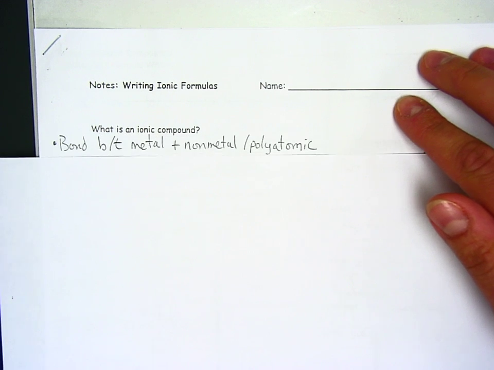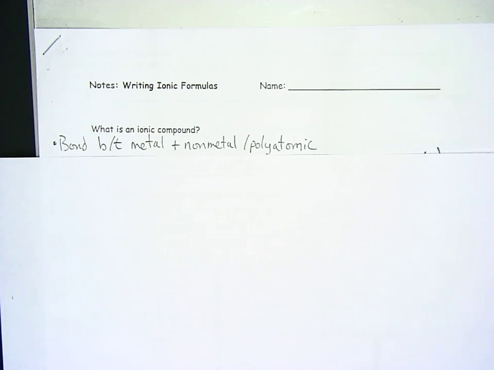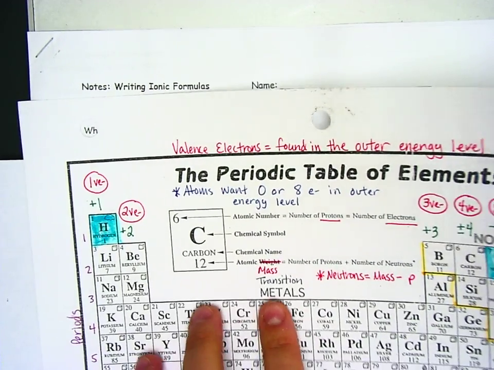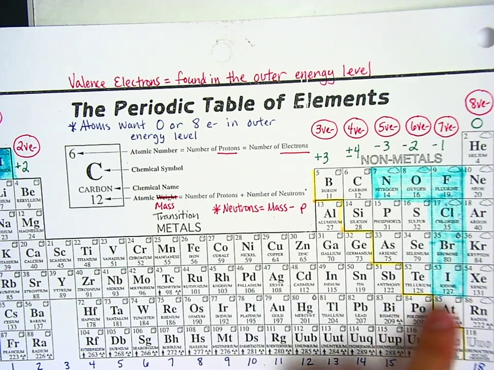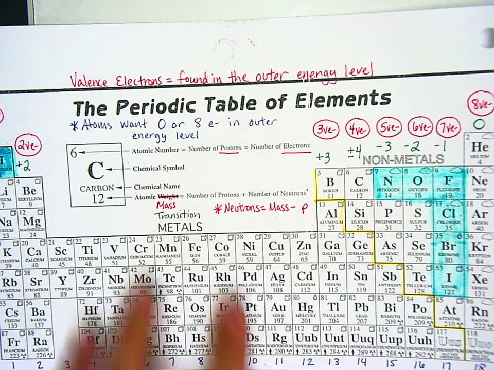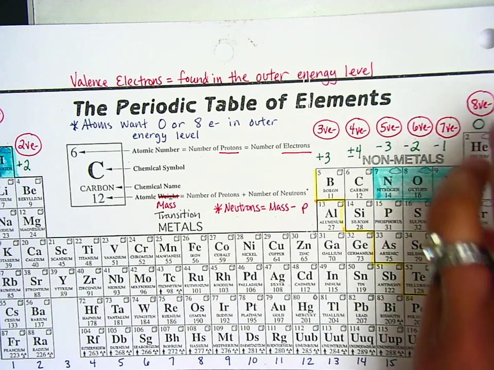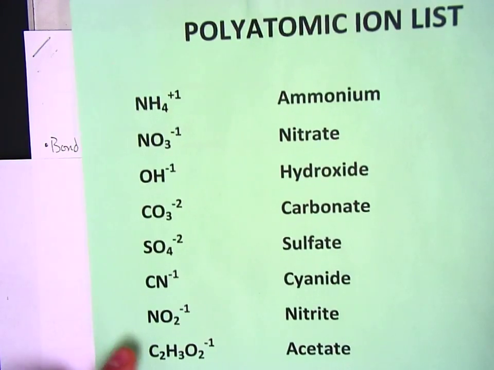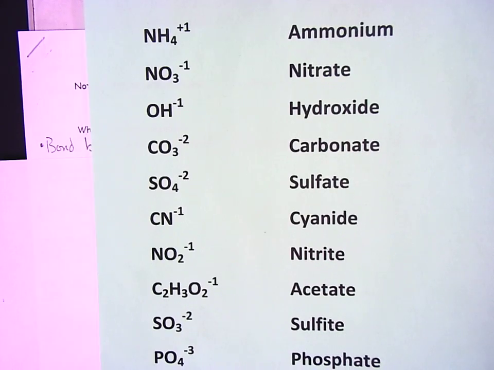An ionic compound is a bond that forms when you have a metal element bonded with a non-metal, or what we also call polyatomic. Your metals are on the left of the stairs on your periodic table, and your nonmetals are on the right of the stairs. So when you have a metal from the left bonded with something from the right, the nonmetals, or one of these polyatomics, this is a polyatomic list that you have.